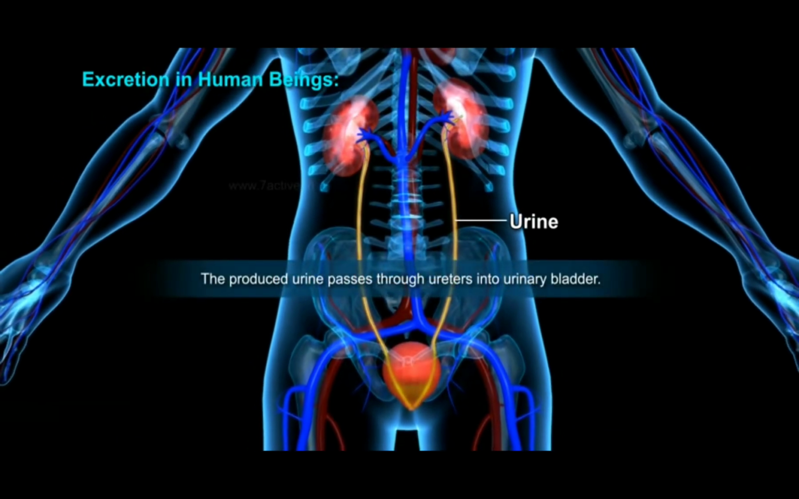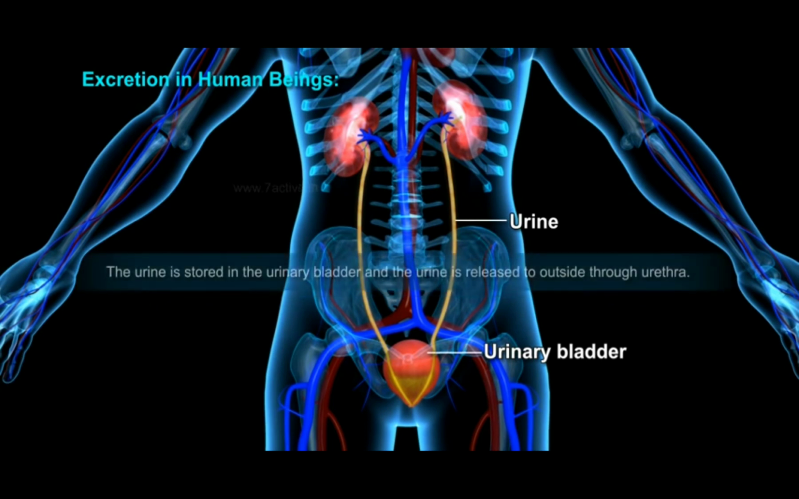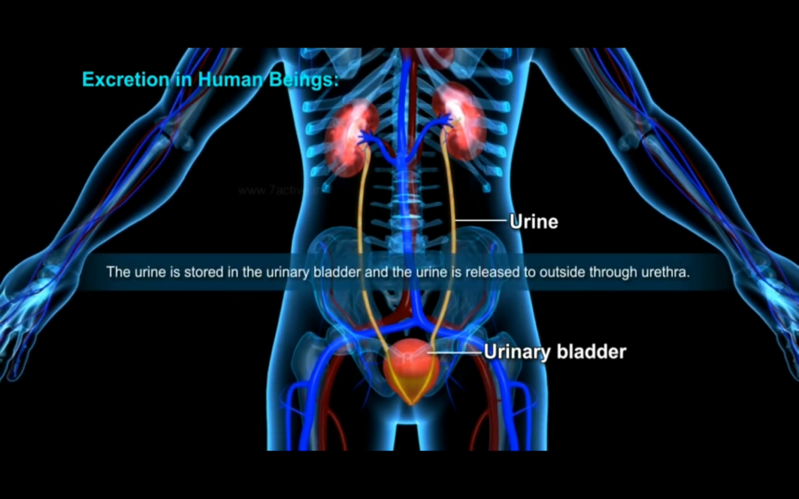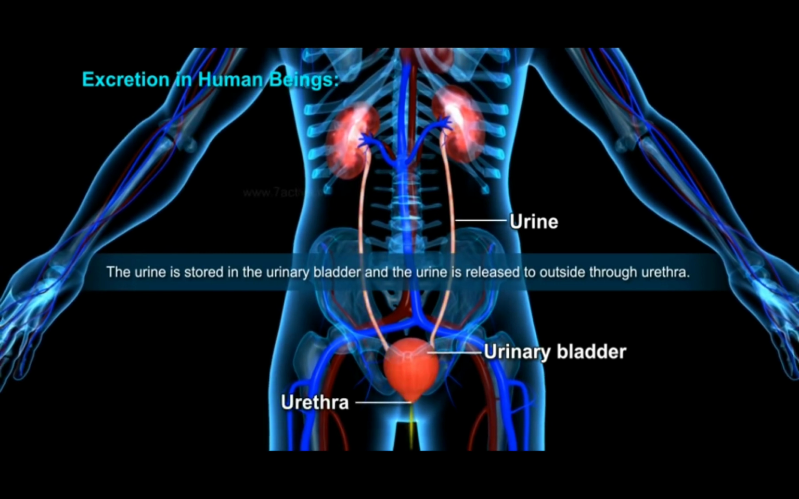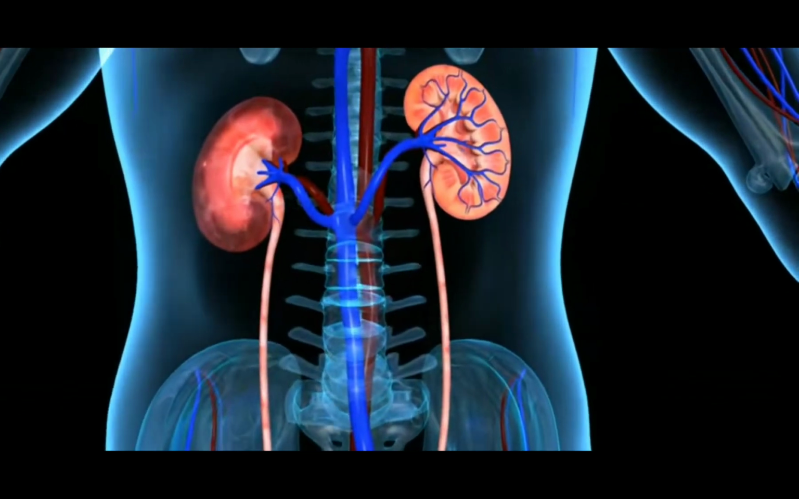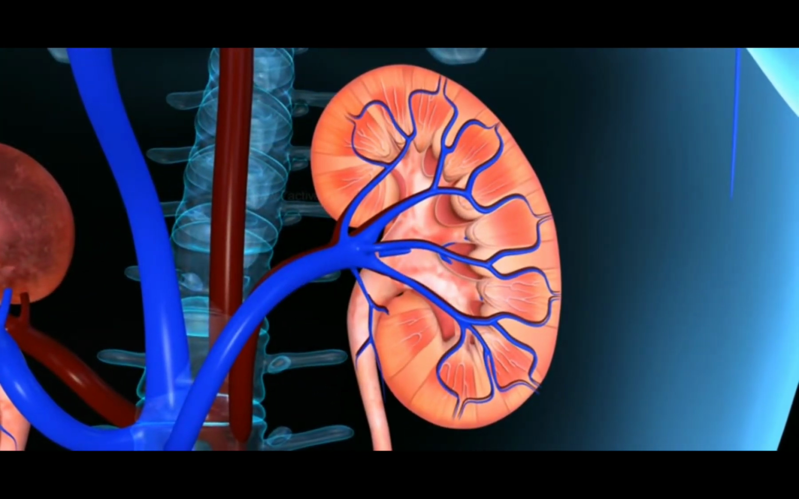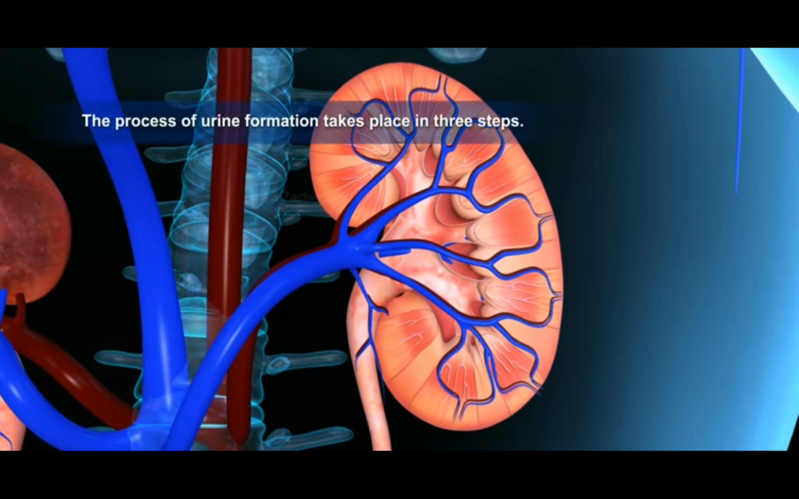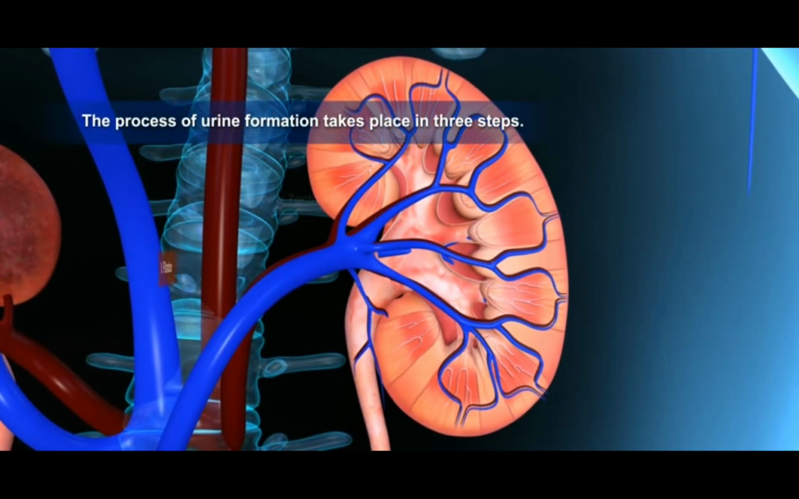The produced urine passes through the ureters into the urinary bladder. The urine is stored in the urinary bladder and is released to the outside through the urethra. Now, let us learn how urine is produced. The process of urine formation takes place in 3 steps.